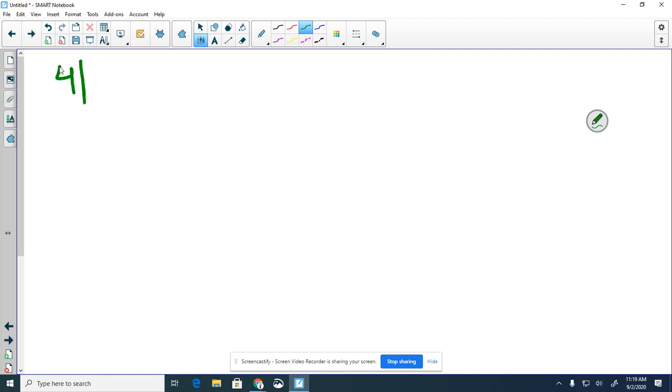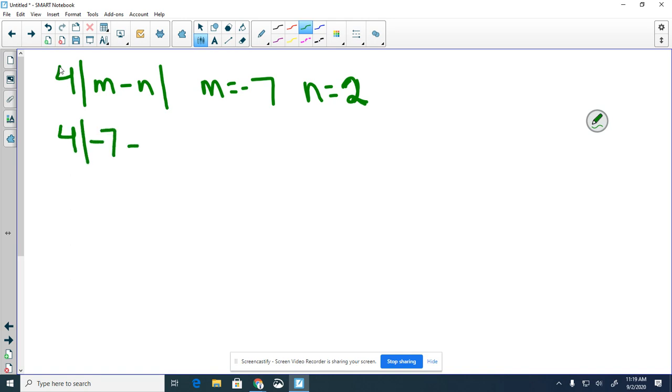So next I'm going to do 4 times the absolute value of m subtract n. We're going to let m be negative 7, n be positive 2. Okay, so again, first thing you do, plug your numbers straight in for your variables. Now, notice what I did. m was negative 7, so I just stuck it in. This original subtraction sign stays there. I have not done anything to it. It comes straight down. And n was the positive 2, so I just stuck it in.